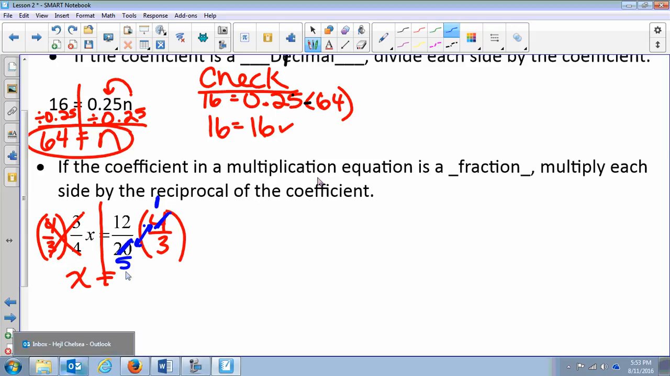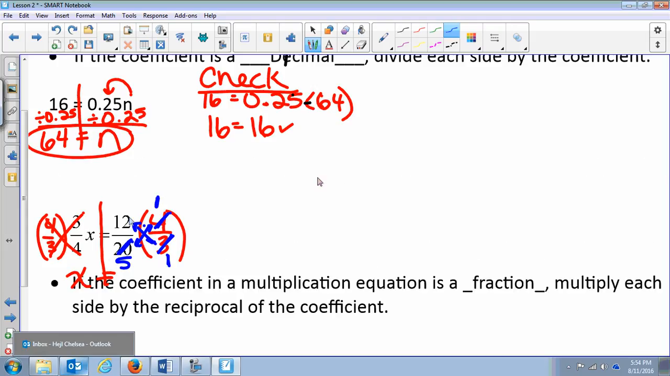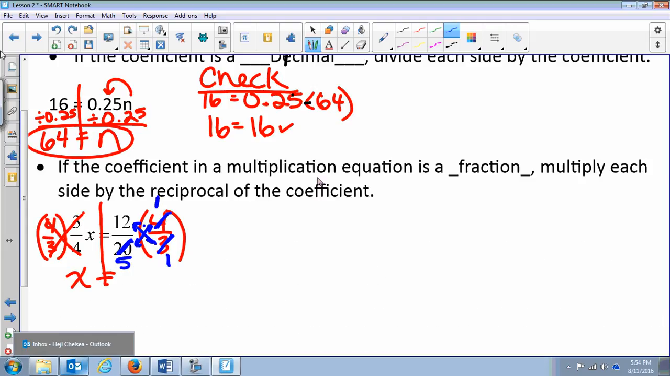I can also cross-simplify going the opposite direction. What is the biggest number I can take out of both 12 and 3? If you said 3, you're correct. 3 divided by 3 leaves me with 1. 12 divided by 3 leaves me with 4. Now that I have simplified, I can now multiply my new blue numbers together. 4 times 1 is a lot easier than multiplying 12 times 4. 4 times 1 gives me 4. 5 times 1 gives me 5.